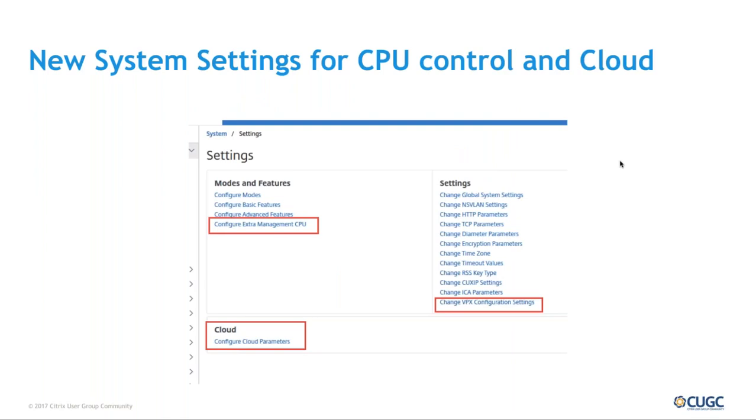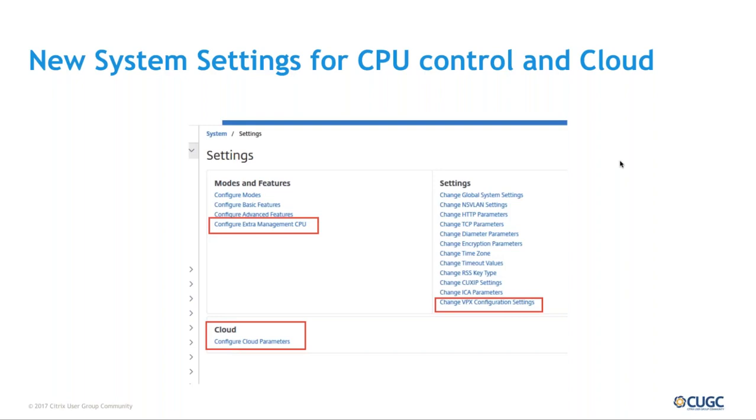Okay, so we have some new system settings, actually. There's around CPU control and cloud. So first you'll see the Configure Extra Management CPU. This is not actually for VPXs. And then on the right-hand side, we can actually configure VPX-specific configuration settings, which is around yield and so on. These use cases haven't been written up to my knowledge, but I know there is something in the works around that, showing when you should use these features.